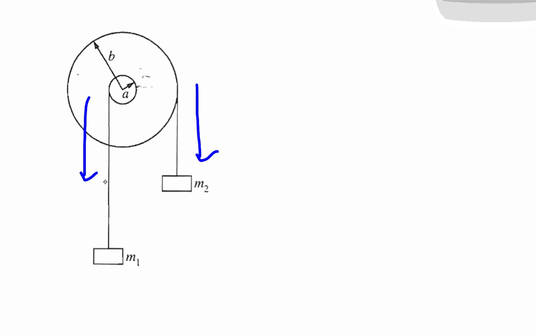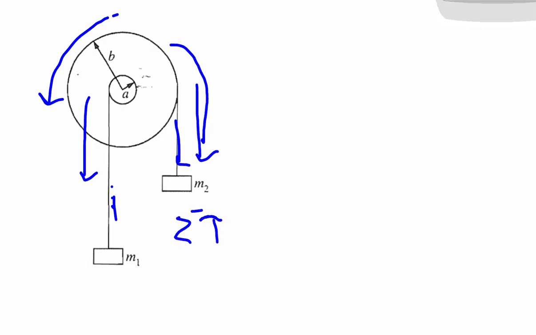So there's a spin going this way because of this rope here, and then there's a spin this way because of this rope here. Therefore, the sum of all torques, of course, has to equal 0. Now, of course, we have M1 rotating counterclockwise, so we're going to make that positive.